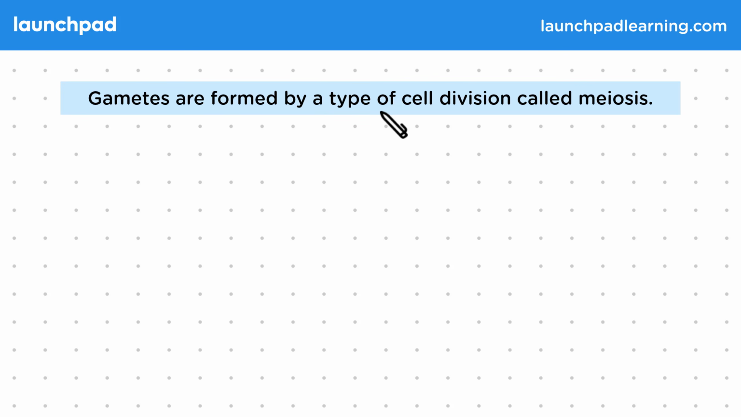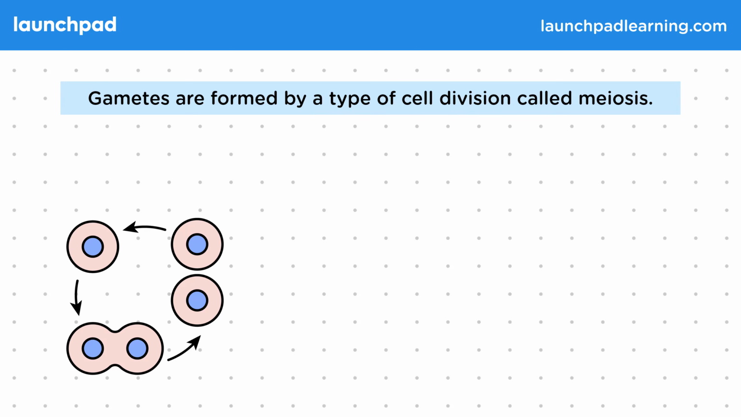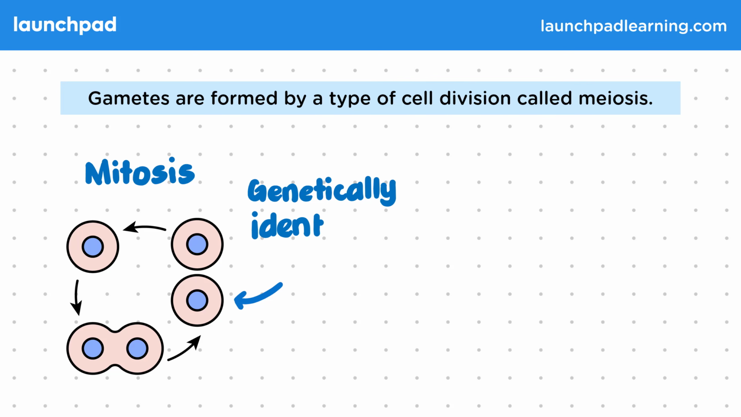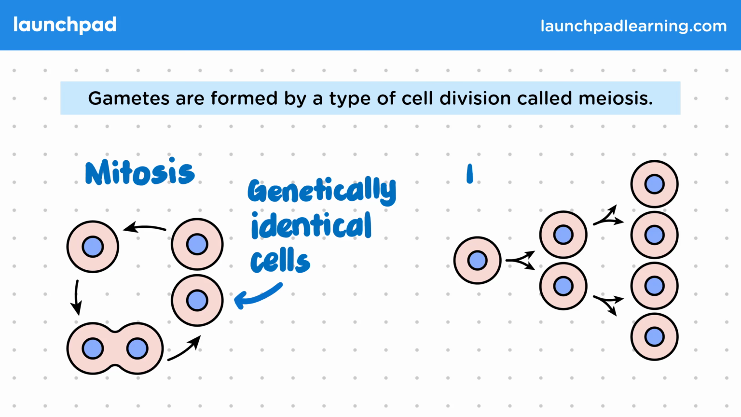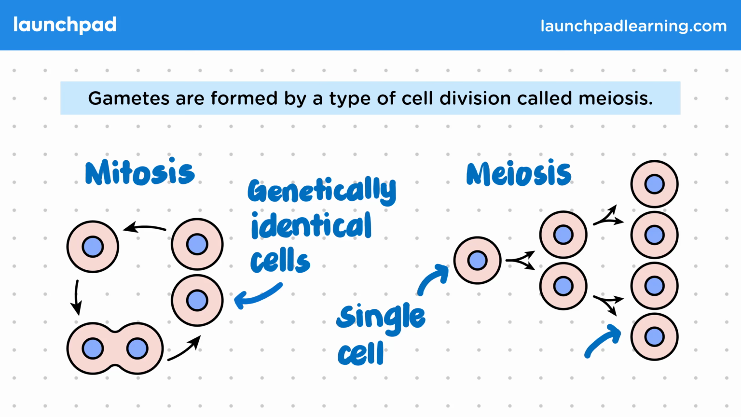Gametes are formed by a type of cell division called meiosis. So remember that when a cell divides by mitosis, it produces two genetically identical copies of the cell, each with the same 23 pairs of chromosomes. However, meiosis happens in the reproductive organs, the testes and the ovaries. A single cell divides to form 4 unique cells that become the gametes. The gametes have to divide differently to halve the chromosomes so they can recombine to form a unique, new organism.